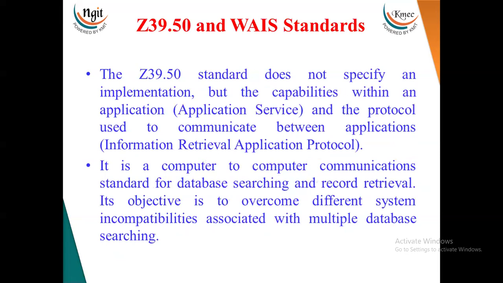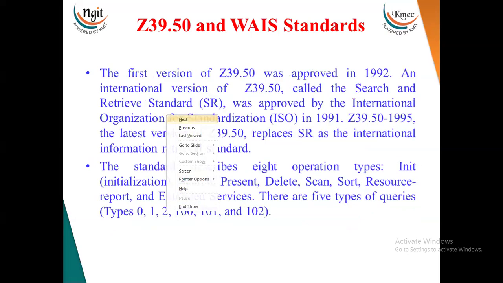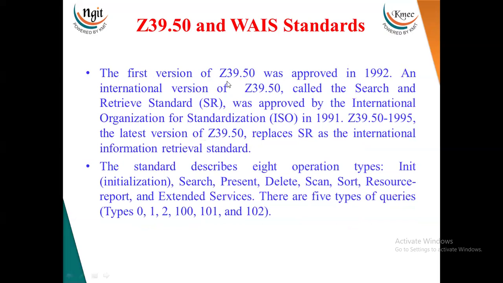So what are the different standards? Z39.50 and WAIS standards will be maintained in order to apply all the application services and information retrieval application protocols. So it will be a computer to computer communication in order to get the data from multiple databases in order to search the relevant items required. The first version of Z39.50 was approved in 1992.